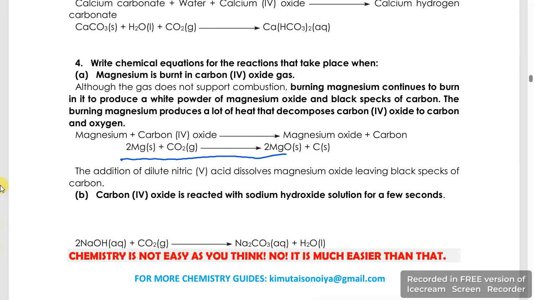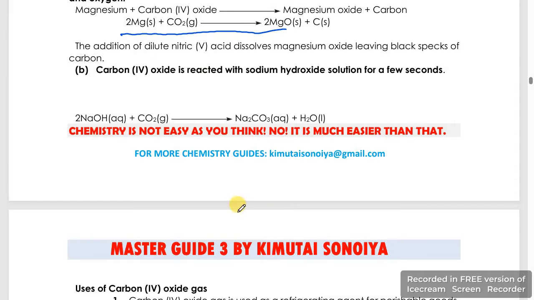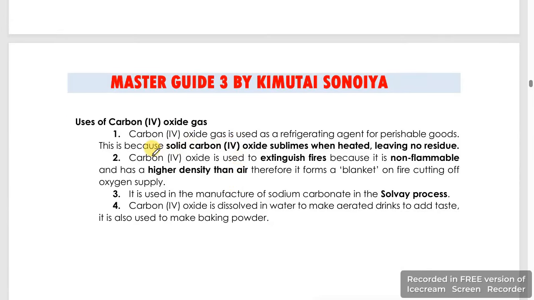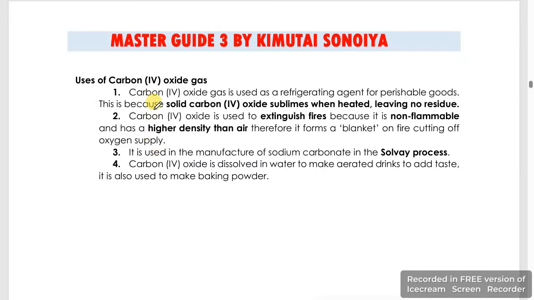Carbon dioxide, we are in gas number 3, and I see it has so much information here. Uses of carbon dioxide. Carbon dioxide is used as a refrigerating agent. It is also used as a fire extinguisher because it is non-flammable and it is denser than air. It is also used in the manufacture of sodium carbonate in the Solvay process. Remember that.